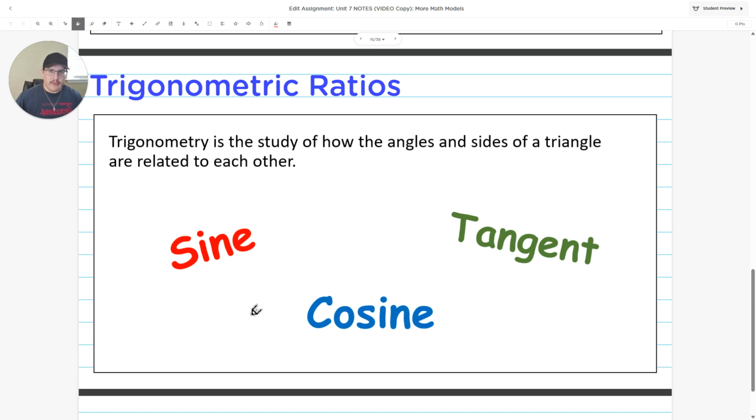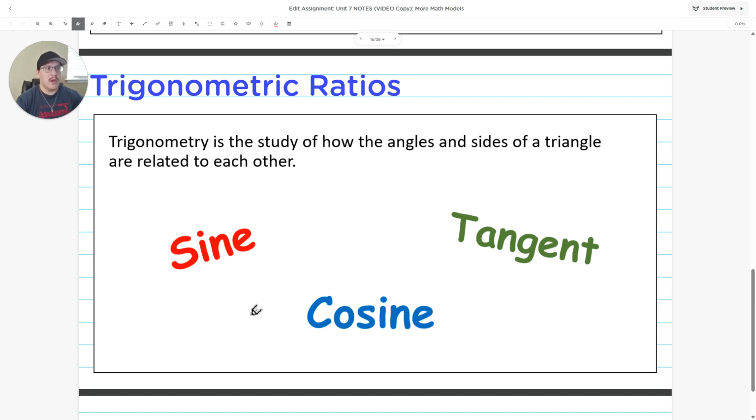There are 6 that we study. However, there are only going to be 3 we're going to do in this lesson. And those 3 are sine, cosine, and tangent. Now, what does that mean? What does sine, cosine, and tangent mean? Well, all they mean is the ratio of certain sides of a triangle given an angle that we're using as a reference. Okay, so what do I mean by that?